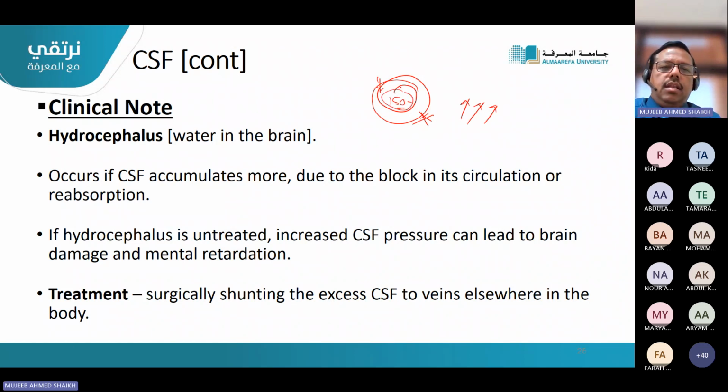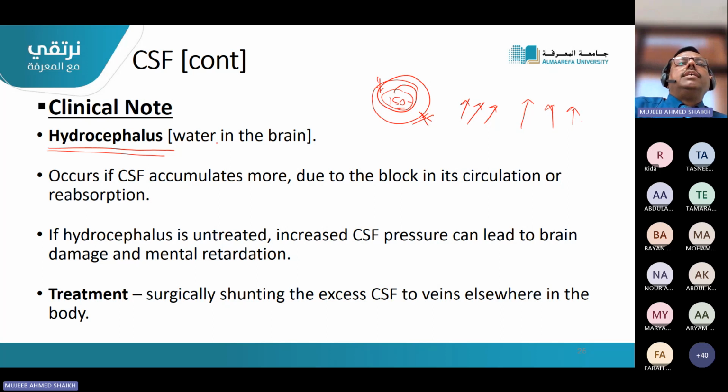It will remain 150 ml, or it will increase, or it will decrease. What will happen? It will increase. So increase in this fluid formation will lead to a condition we call hydrocephalus. Hydrocephalus is increased amount of cerebrospinal fluid. What are the causes? Causes could be increased formation, or decreased absorption or blocked absorption, so that it is accumulated only around the brain.